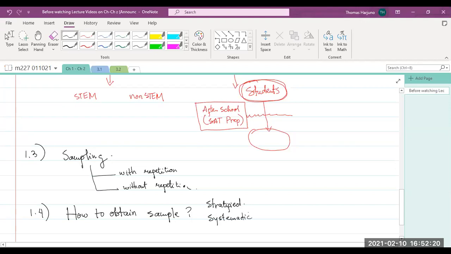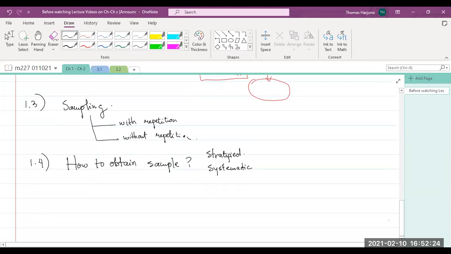The word systematic is a bit misleading. It doesn't mean stratified is not systematic. It's just systematic in one sense, which we will see later on. And then cluster. And the last one is by convenience. Now, this is not an acceptable way to get our sample. Now, what is the stratified method, systematic method, cluster method?